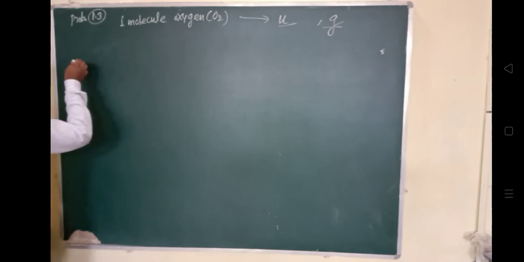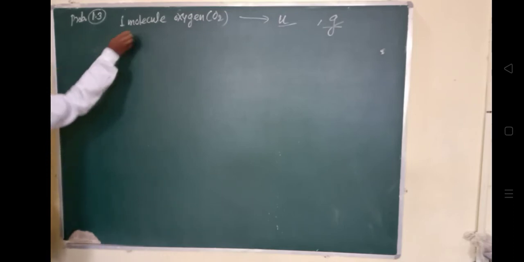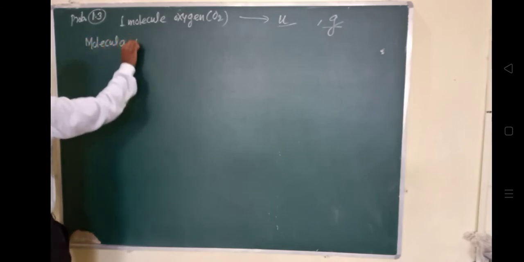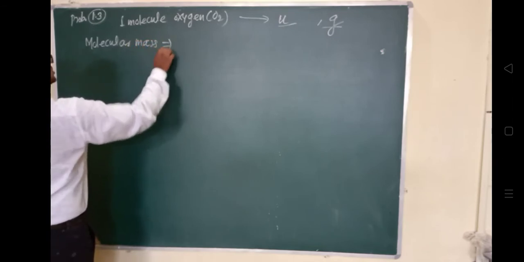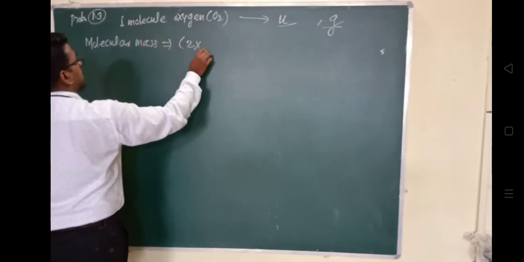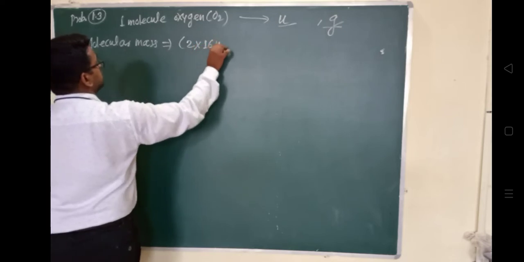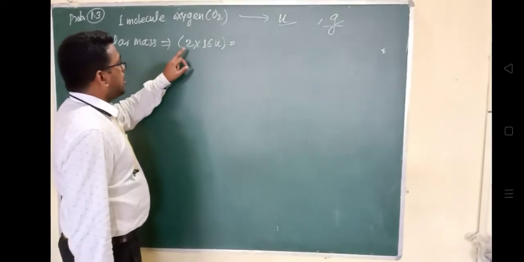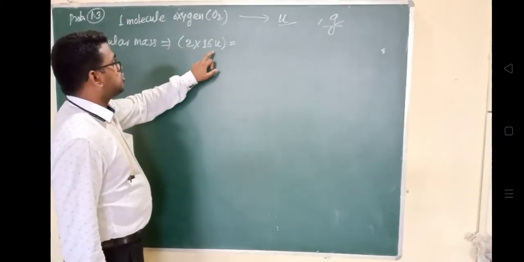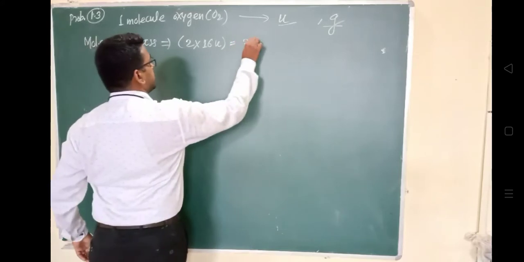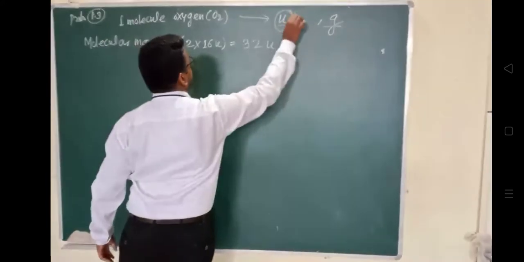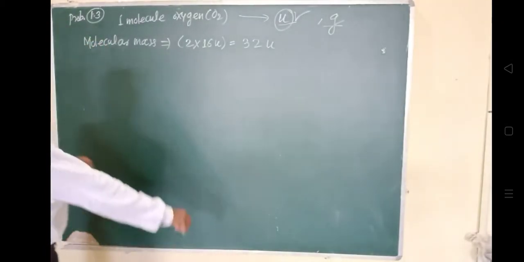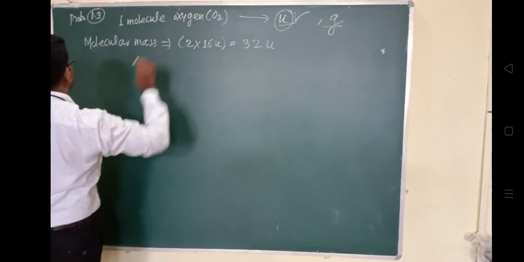So we'll write the molecular mass, because the molecule is oxygen. So what is the molecular mass for that? Molecular mass is 2 multiplied by 16 unified mass, because two atoms are present in oxygen, and multiplied by its atomic mass unit, which is 16. In this way we will get 32 unified mass. So the very first part is cleared: 32 unified mass will be for the oxygen molecule.